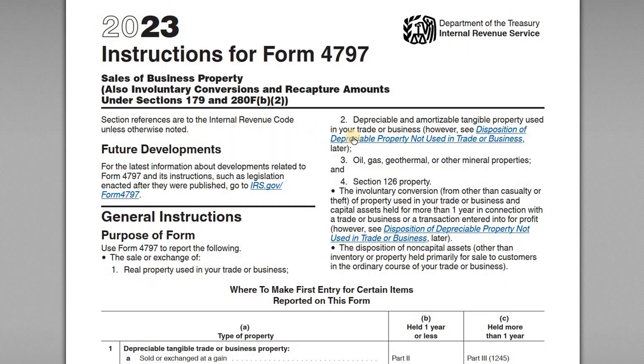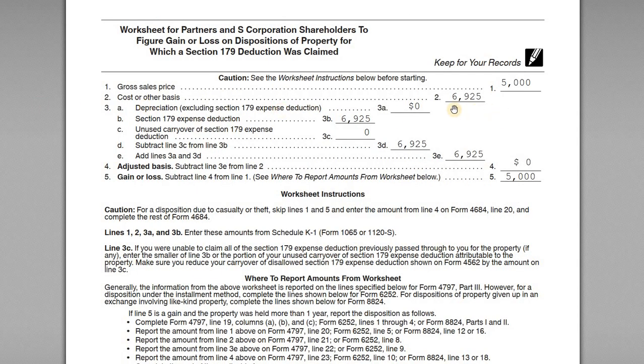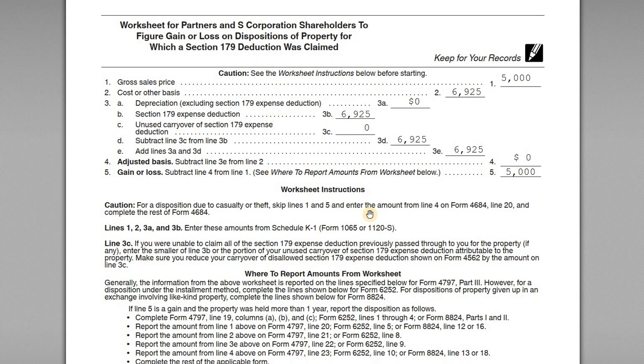So if you look at the 4797, there is a worksheet within the instructions which cover how to record these sales for partners and S Corp shareholders. So there's this worksheet for partners and S Corp shareholders to figure the gain or loss on dispositions of property for which a 179 deduction was claimed. So the partner in the partnership or the shareholder in the S Corp should complete this worksheet to figure out the total sale price, the adjusted gain or loss, and their adjusted basis in the property. So we've populated these fields based on the information that was provided in that K1 statement.